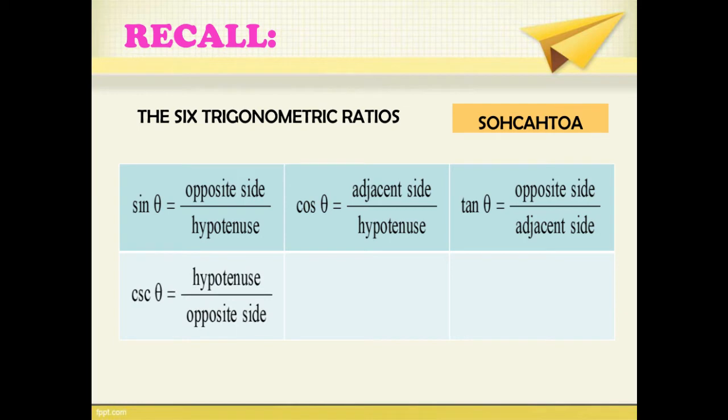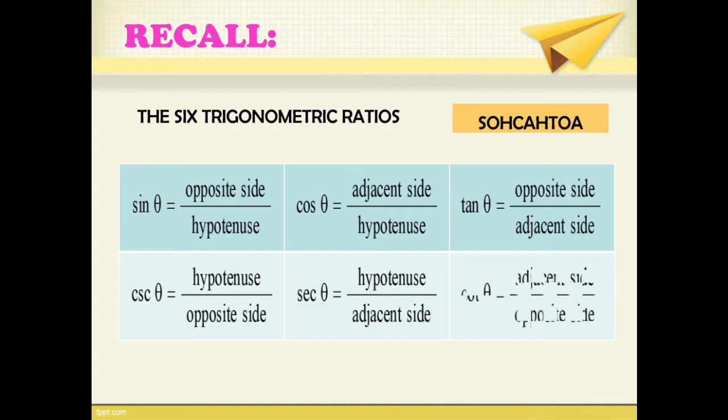Cosecant theta is equal to hypotenuse over the opposite side. So cosecant theta is just equal to 1 over sine theta. Then we have secant theta is equal to hypotenuse over the adjacent side, or secant theta is also equal to 1 over cosine theta. And then we have cotangent theta, which is equal to the adjacent side over the opposite side, or cotangent theta is equal to 1 over tangent theta.